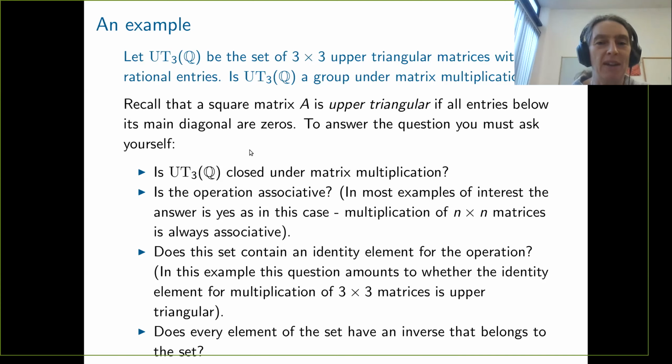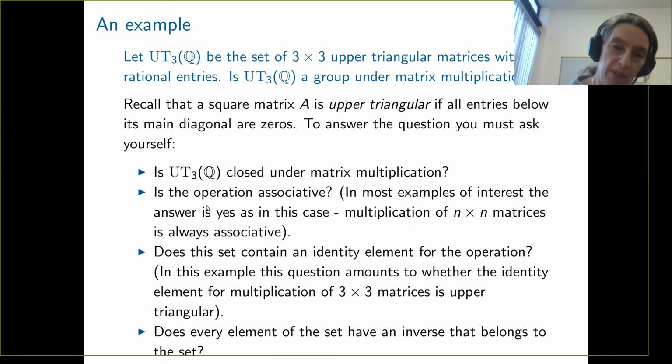So to answer the question of whether it's a group, you must ask yourself these questions. Is it true, first of all, that this set is closed under the operation of matrix multiplication? If we take 2 3x3 upper triangular matrices and multiply them, is the outcome still upper triangular? That is decided by looking at the mechanics of matrix multiplication: if you take 2 3x3 matrices that both have a triangle of zeros in the lower left, and multiply them together, do you retain that property?